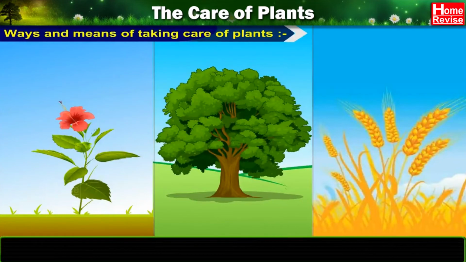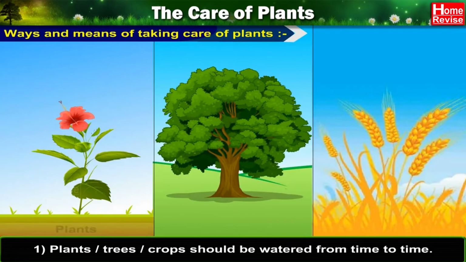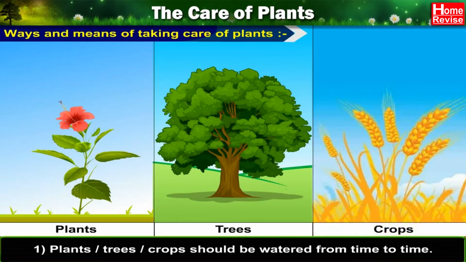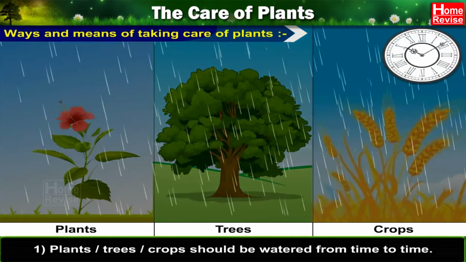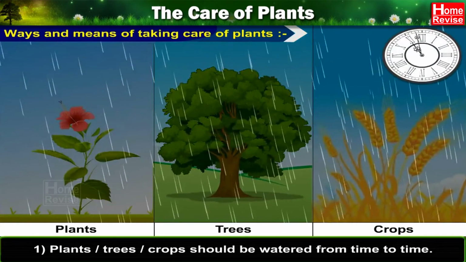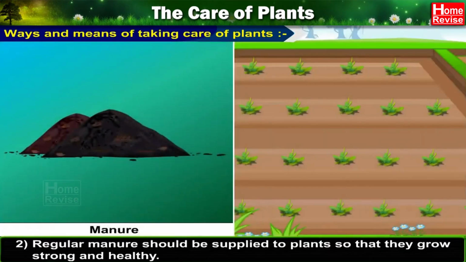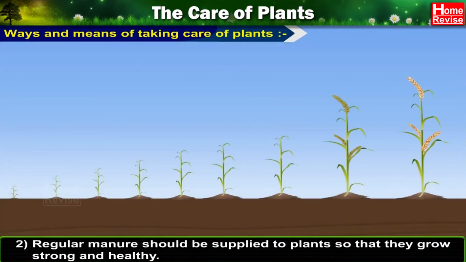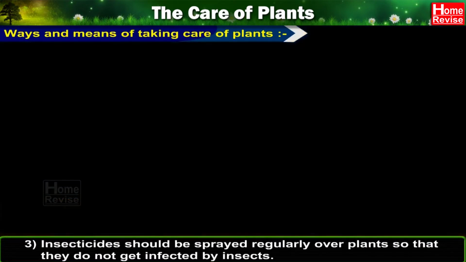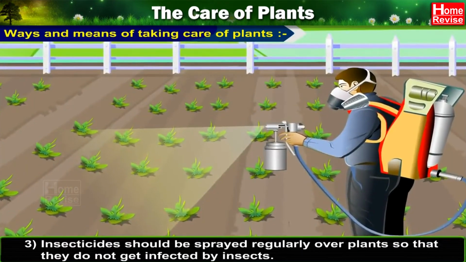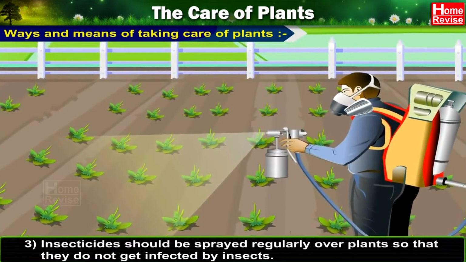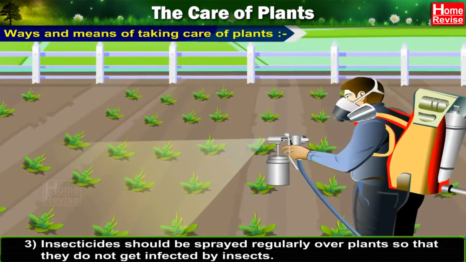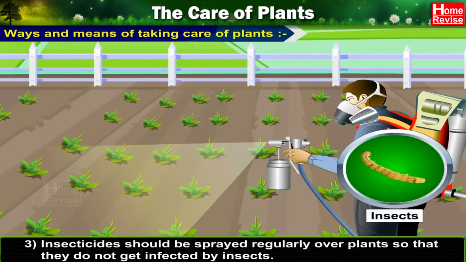Ways and means of taking care of plants. 1. Plants or trees or crops should be watered from time to time. 2. Regular manure should be supplied to plants so that they grow strong and healthy. 3. Insecticides should be sprayed regularly over plants so that they do not get infected by insects.